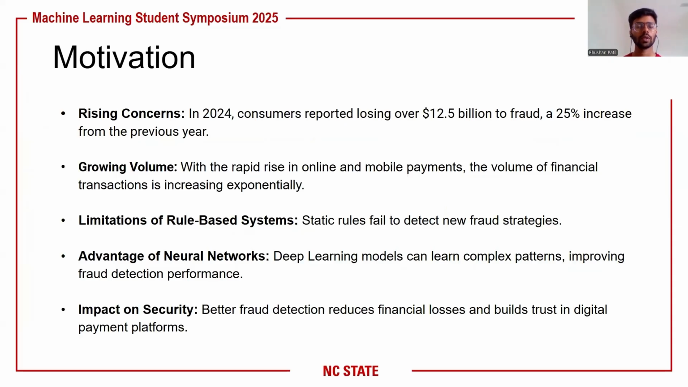Now, what motivated us to do it? Frauds are rising. In 2024, losses hit 12.5 billion, a 25% increase. With online payments growing, manual checks aren't enough. Rule-based systems can't adapt, but neural networks can learn complex evolving fraud behaviors. Better detection means a safer system and more user trust.